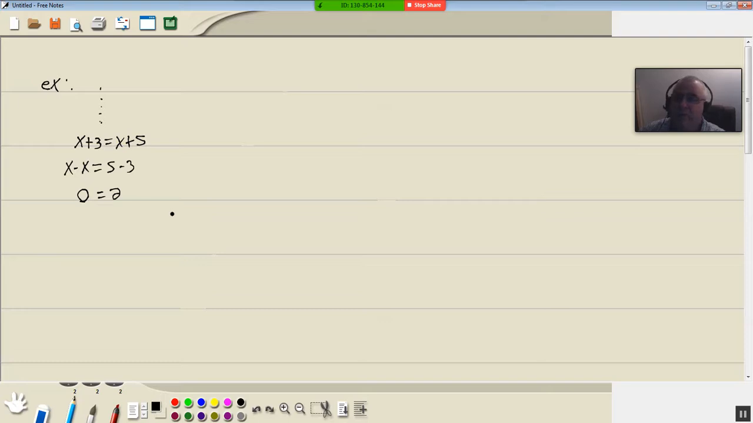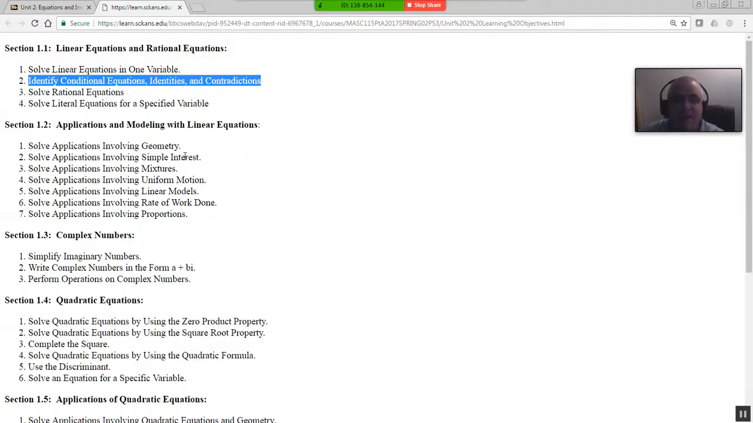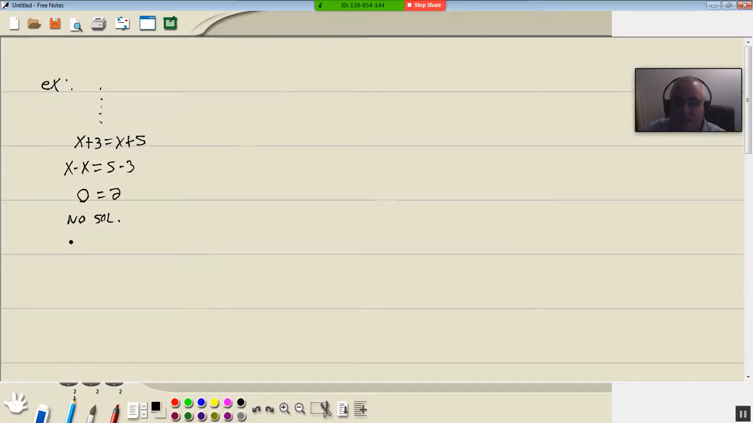Well, we have a problem. We were solving for x, and all of a sudden x disappeared. Now the question is, when is 0 equal to 2? Well, 0 is never equal to 2. So when you come up with something that can't be true, that means there's no solution. There's no value I can put into my original equation that causes that to be true. Now, no solution, in terms of the wording here, matches contradiction. So that'd be a contradiction.